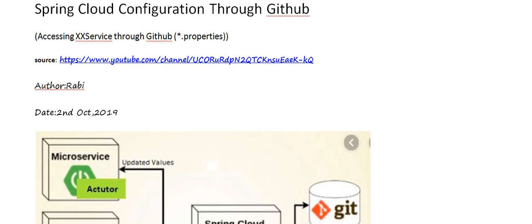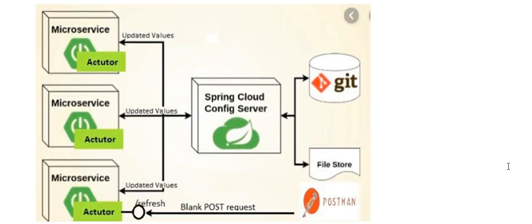Let me show the picture. Here in the microservice, we have to use the Spring actuator. To support the Spring Cloud configuration server, Spring Cloud provides a configuration annotation that you have to include there. And in Git, since it's global and distributed, we can access it from anywhere.